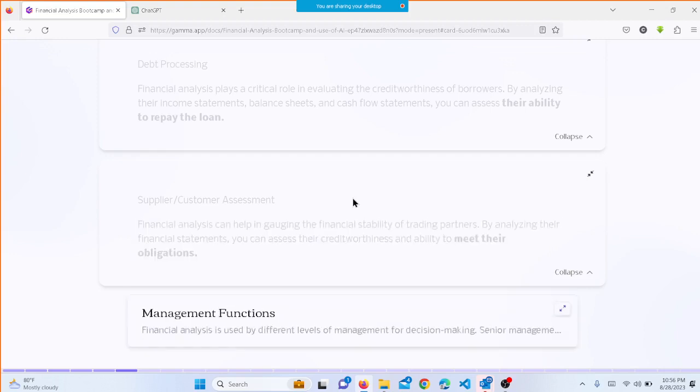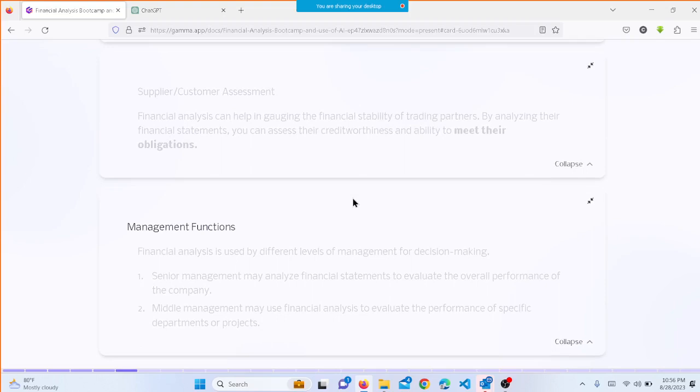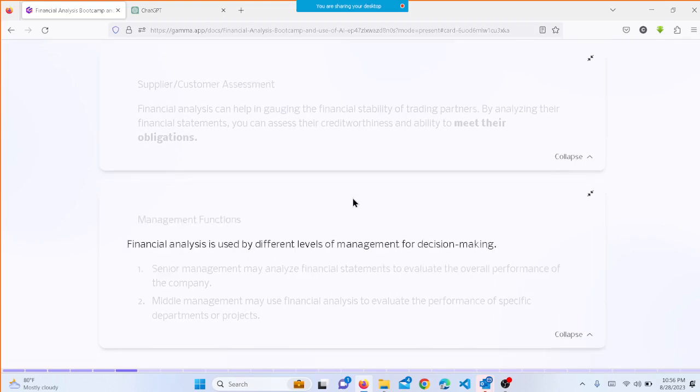Then there are management functions. A lot of financial analysis is done by the internal management, which is not the last function and not the least for sure. It's quite robust, and a lot of the time, the majority of financial analysis is used by internal managers. So it's used by different levels of management for different types of decision making.